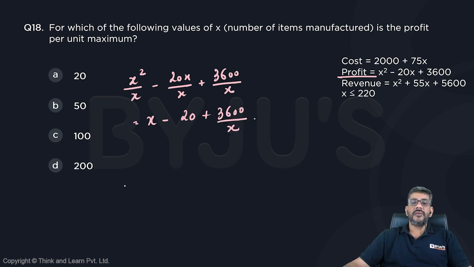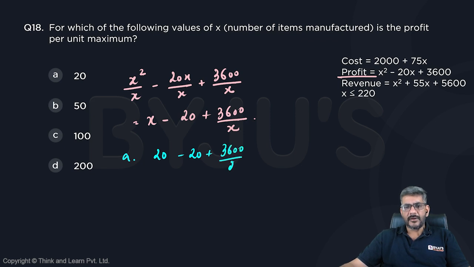So when would this be maximized? Of course I can solve it for x plus 3600 by x, and calculate for what values of x it will be maximized, right? Or I can straight away go by the options as well. Let's check options one by one. Option A, let's put 20. So 20 minus 20 plus 3600 divided by 20, this gives me 180.